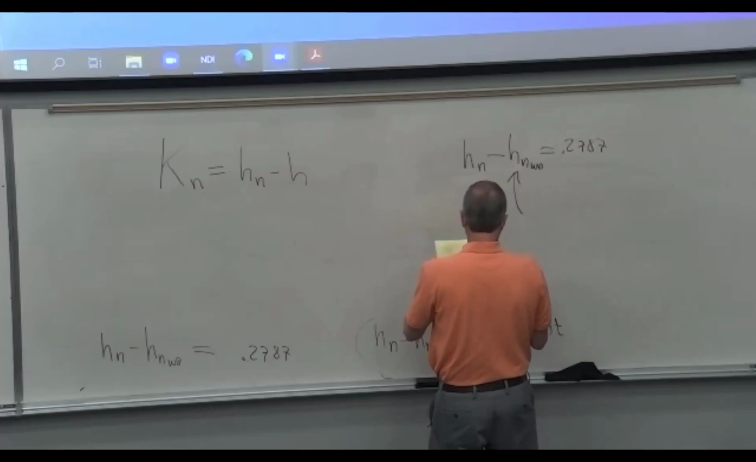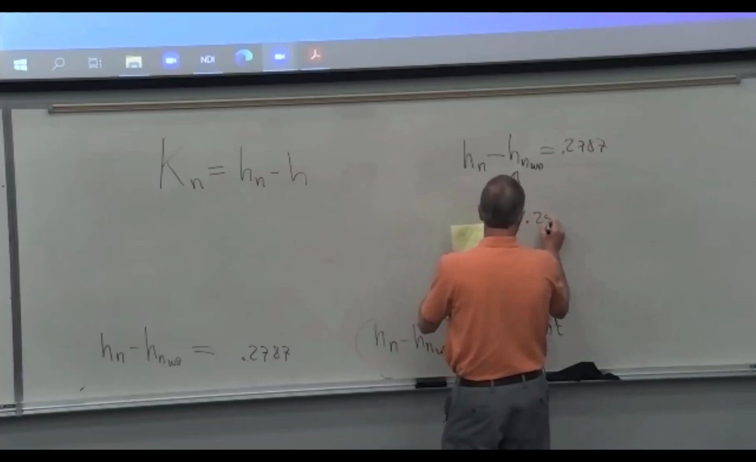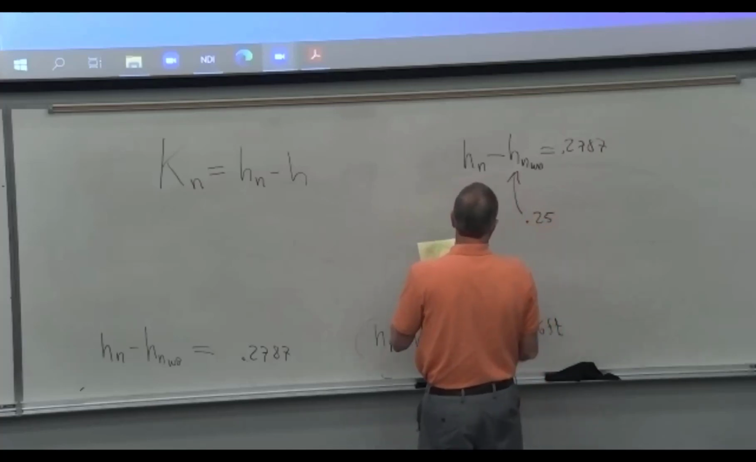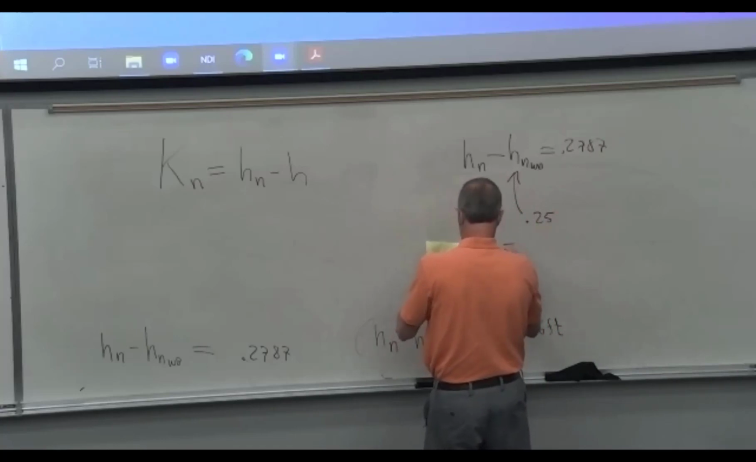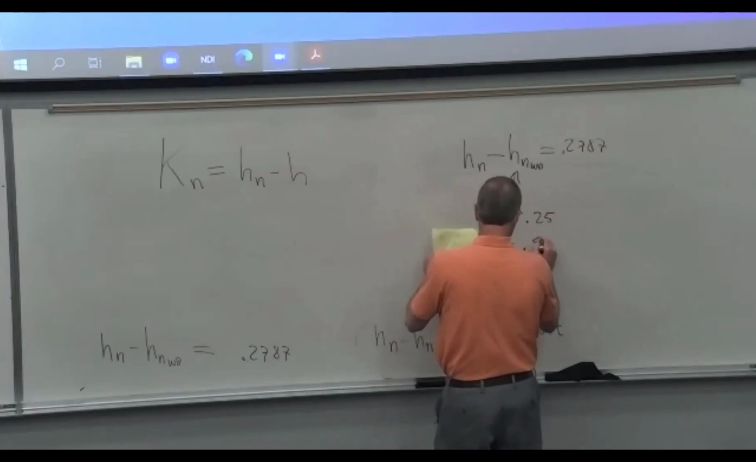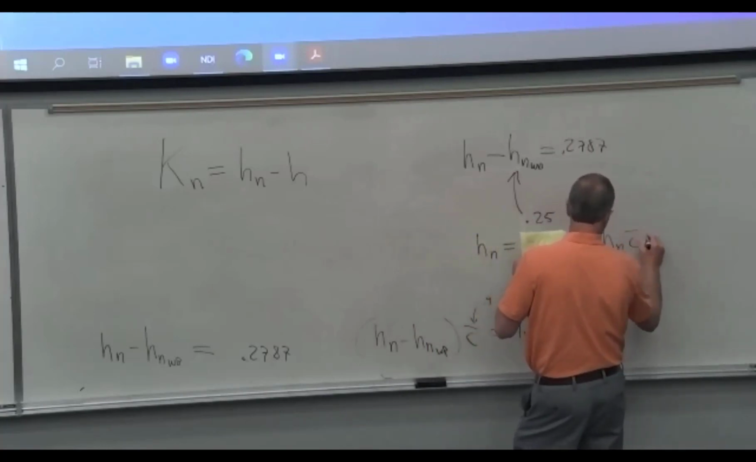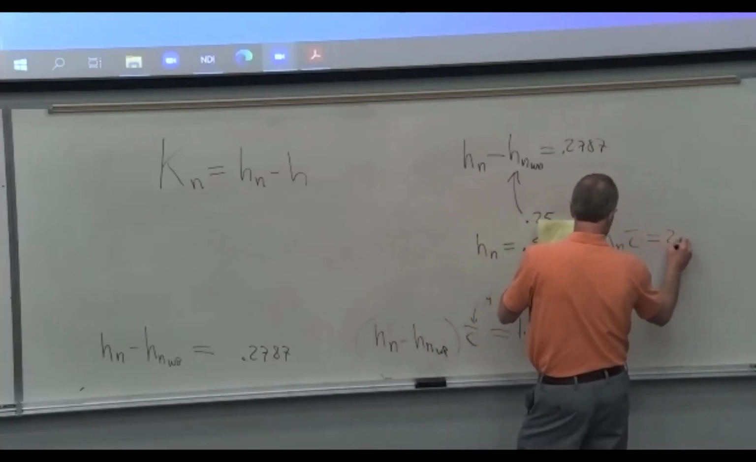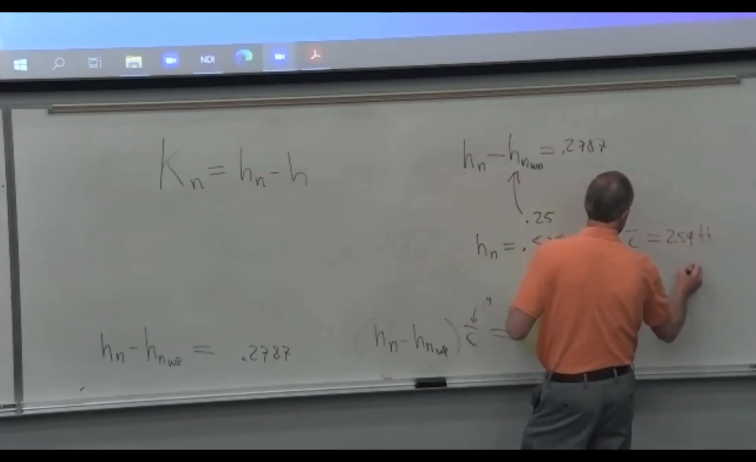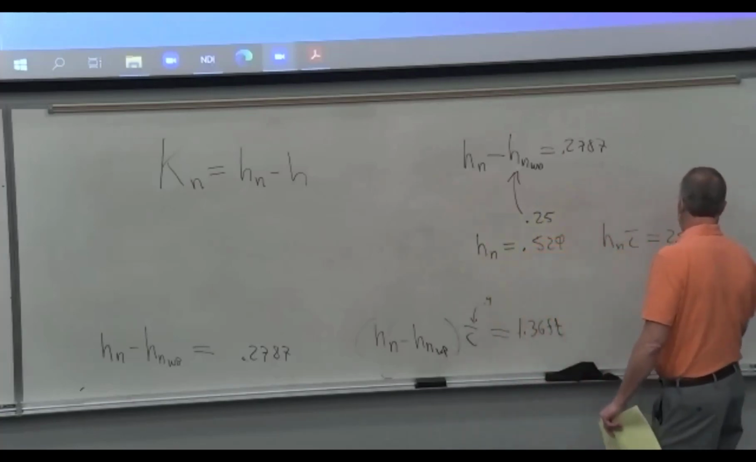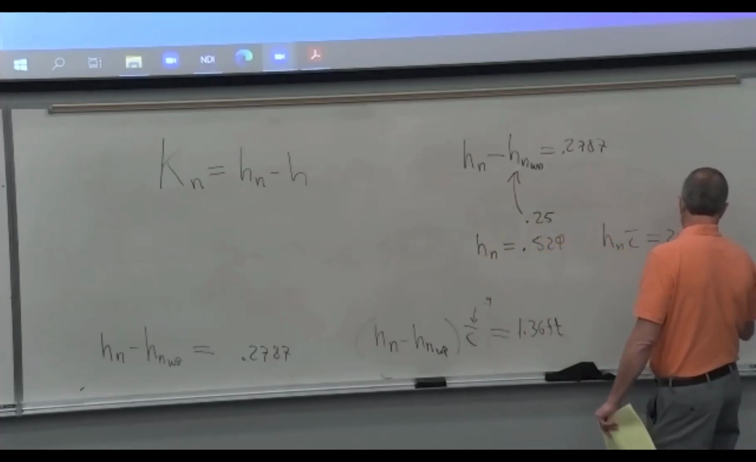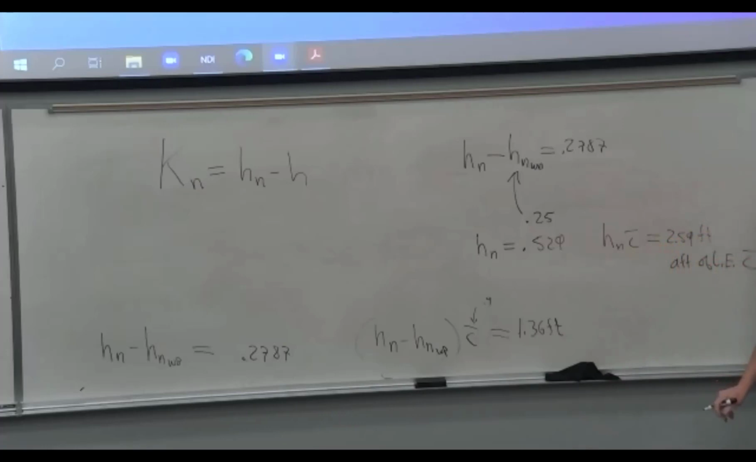I lost it on my sheet. There it is. It's 0.25. And so you can calculate Hn as 0.529, or you multiply by c-bar, and you get 2.59 feet. And you got feet from where? This is aft of the leading edge, because this is our datum. It's aft of the leading edge of the mean aerodynamic chord.